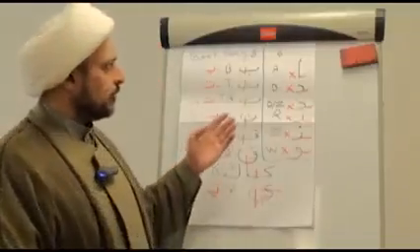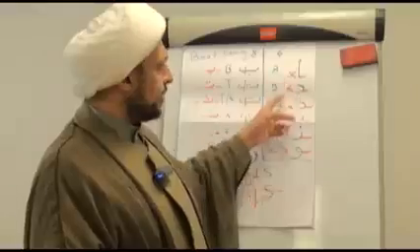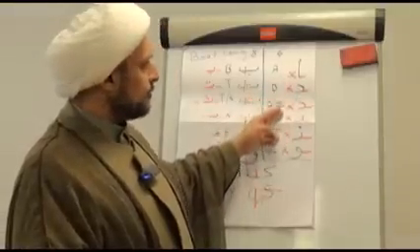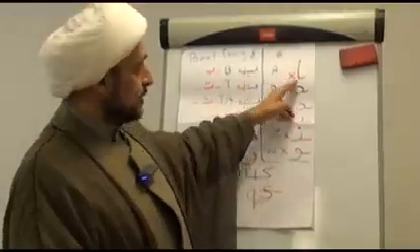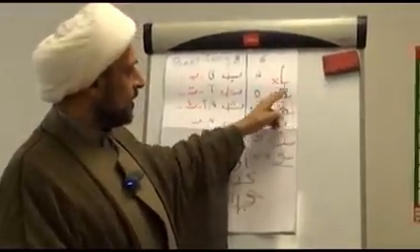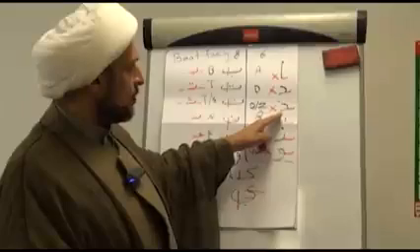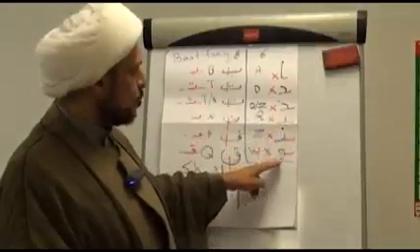So we mentioned 6 alphabets. These are the alphabets which do not connect from the left side, but they connect from the right side, which were Alif, Dal, Thal, Ra, Zay, Waw.